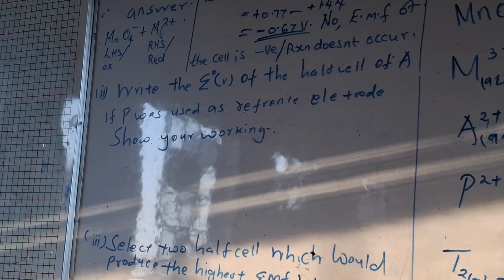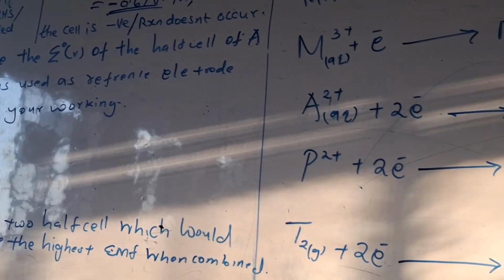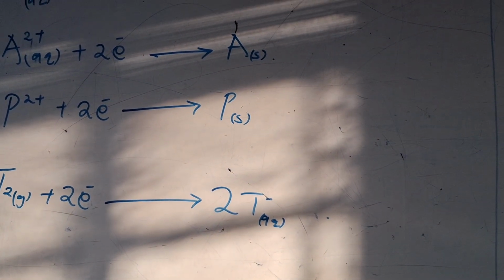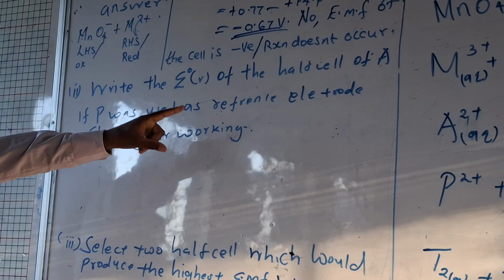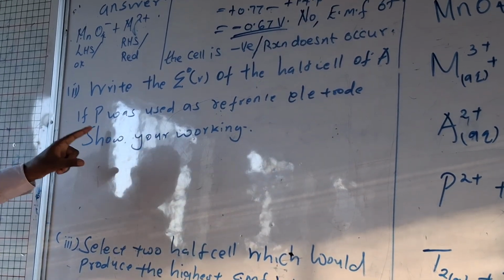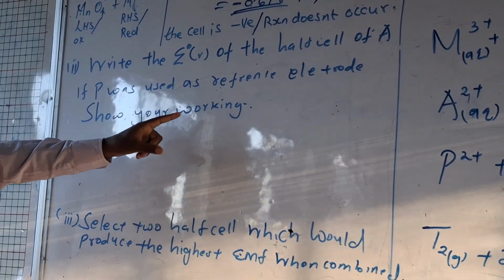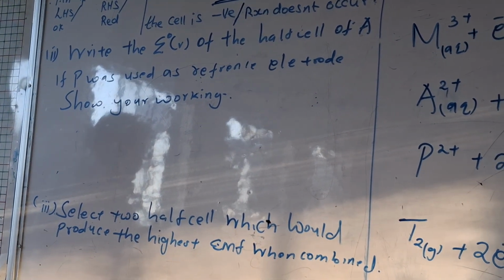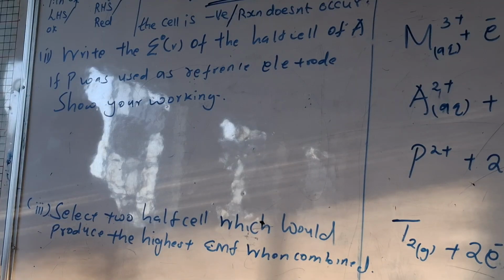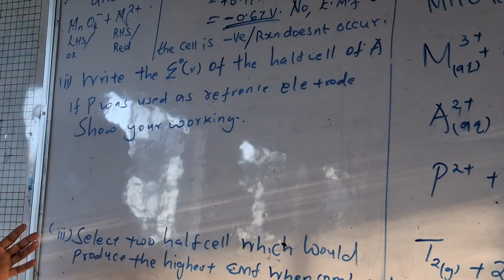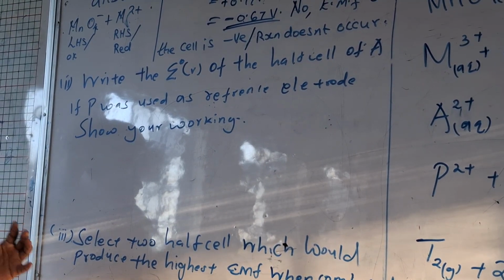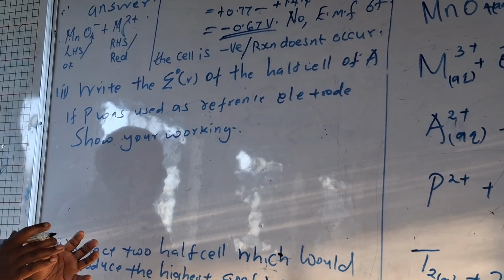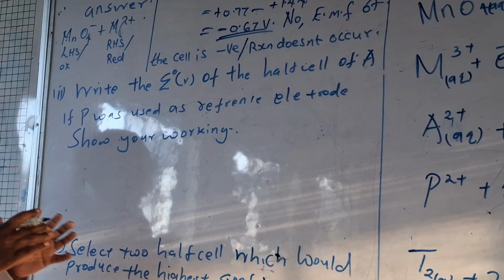Is that the value of the half cell of A, if P was used as the reference electrode? Show your working. Are we together? So when you are doing this, whichever electrode you are dealing with, it is usually that electrode less that of hydrogen, which is usually the reference electrode.